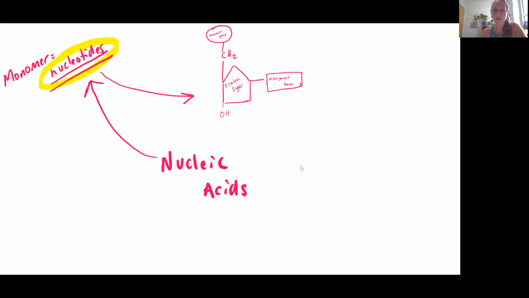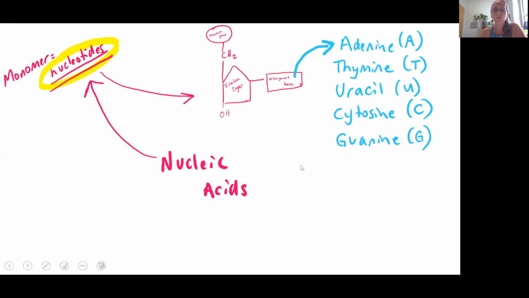And we have 5 options for our nitrogenous bases. We have either adenine, thymine, uracil, cytosine, or guanine. And notice that each of these are often abbreviated with the first letter of the name. So you'll refer to these probably as A, T, U, C, and G.